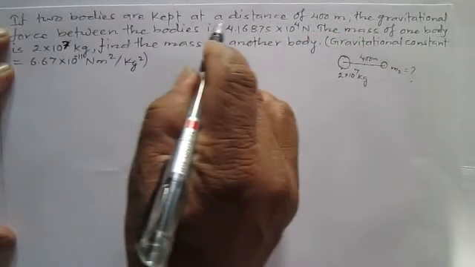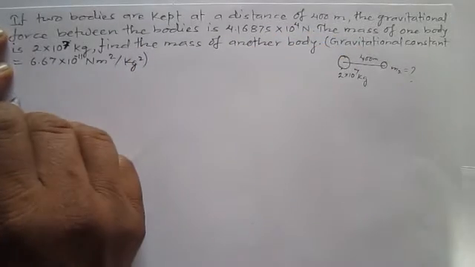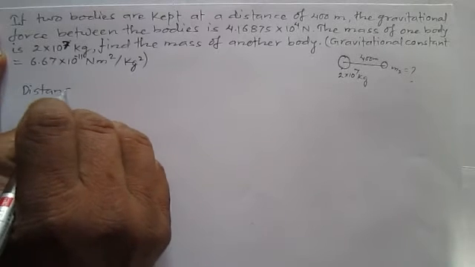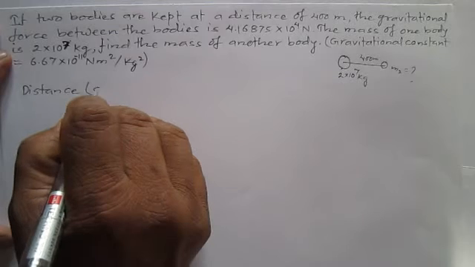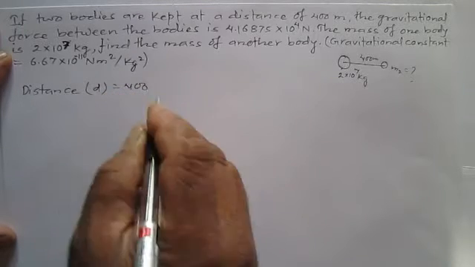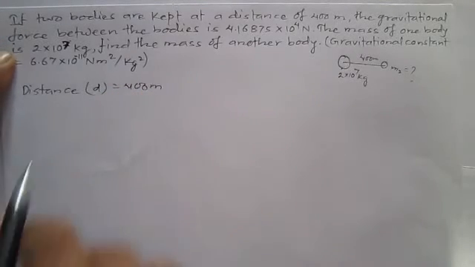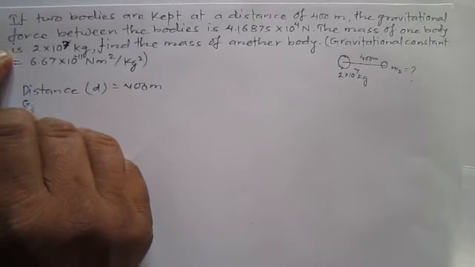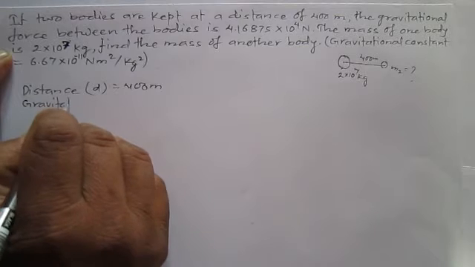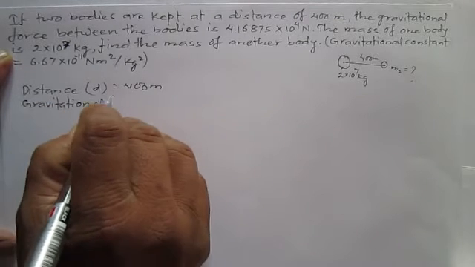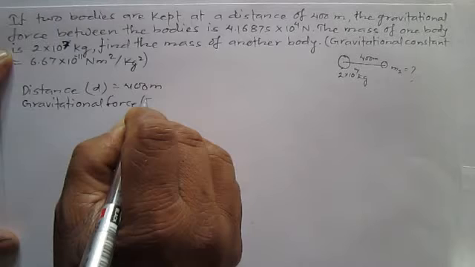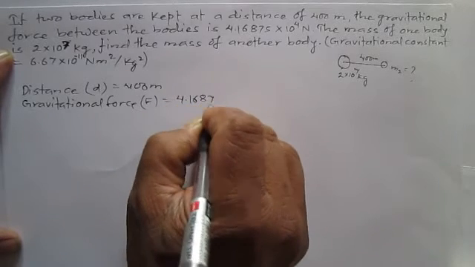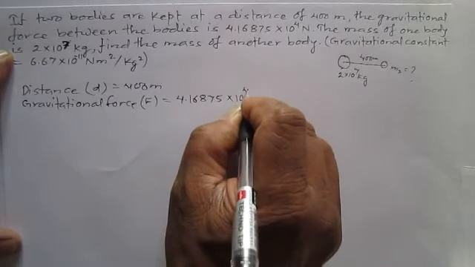If two bodies are kept at a distance of 400 meters, it means we have to write the distance first. Given is distance. Distance is D, and this is 400 meter. The gravitational force between the bodies is this much. Gravitational force F between them is given as 4.16875 into 10 to the power 4 Newton.